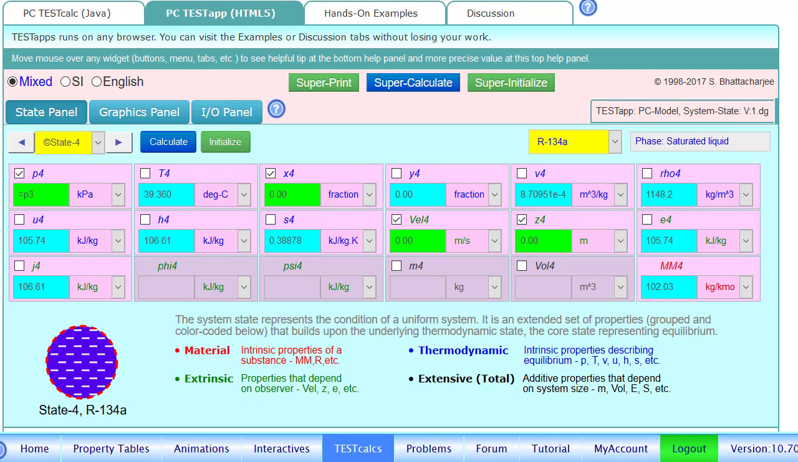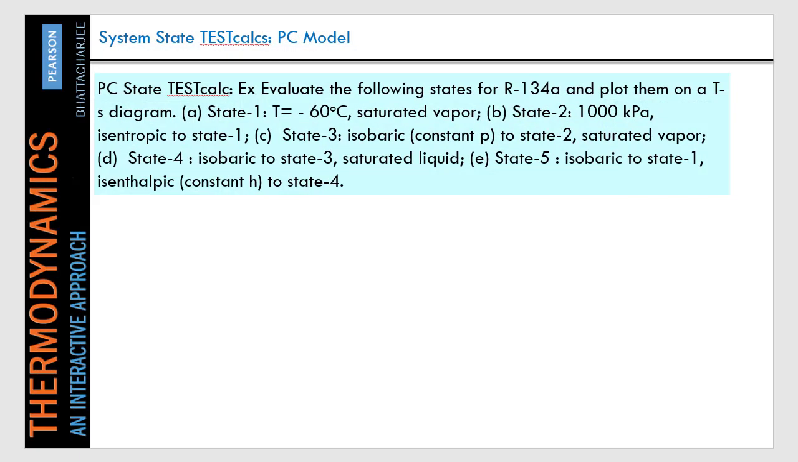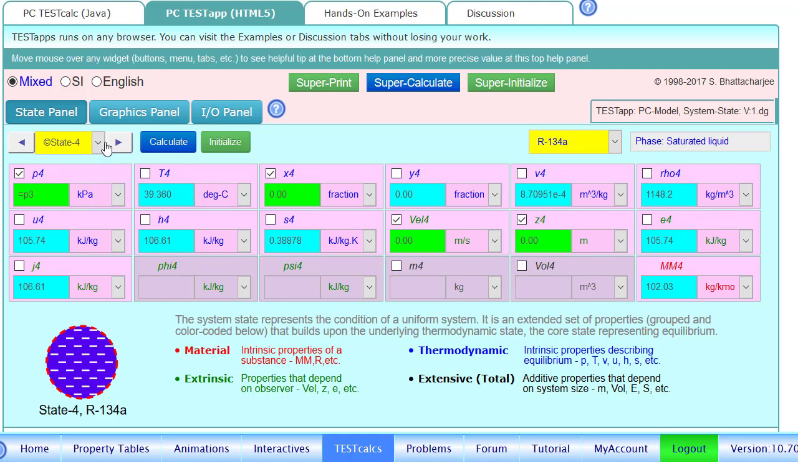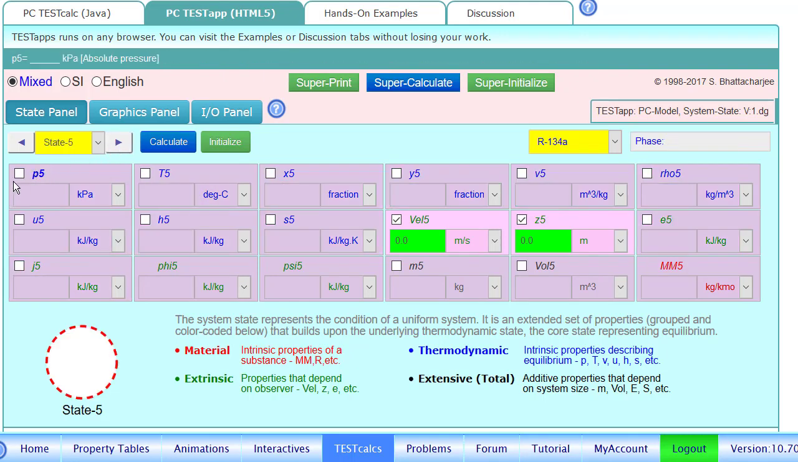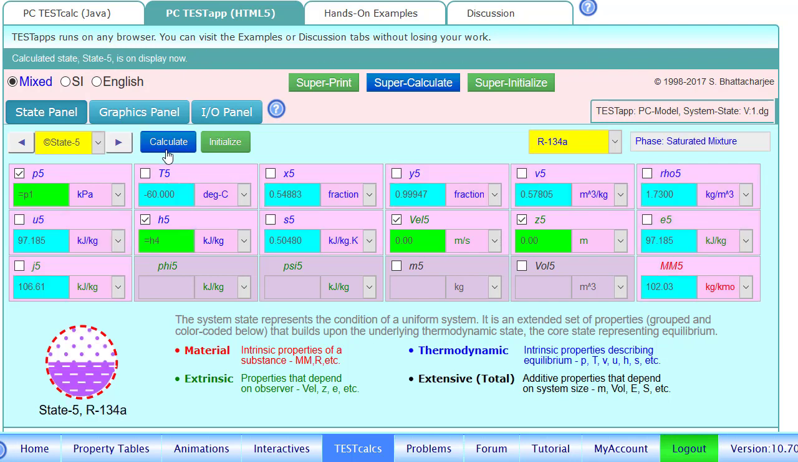All right, on to state 5, last one. We're given that it is isobaric to state 1 and isenthalpic, which means a constant H value to state 4. So in TEST, we switch to state 5, and it's isobaric to state 1, so P5 equals P1, and isenthalpic to state 4, so it equals H4. And then we can calculate, and we get the rest of our properties.